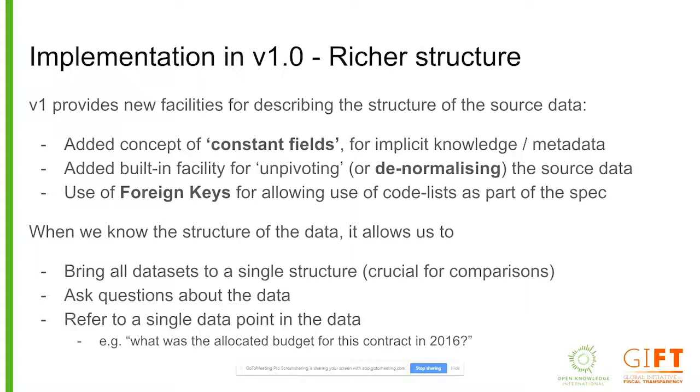All of this is to make it easier for the tools that we use to interpret the data and have it available in a machine-readable format. And this allows also the linking of budget and spending data with other types of data sets, which is what we're hoping to work towards in the next phase. So once we know the structure of the data, it makes it easier to combine these different data sets and query it. And we can, as part of the tool set that we've developed, refer to a single data point in the data. So this is a bit technical, but it makes it possible to very specifically refer to an answer to the question of what is the allocated budget for a specific contract in 2016. And because of this feature, it makes it possible to link between budget files and other types of data files.